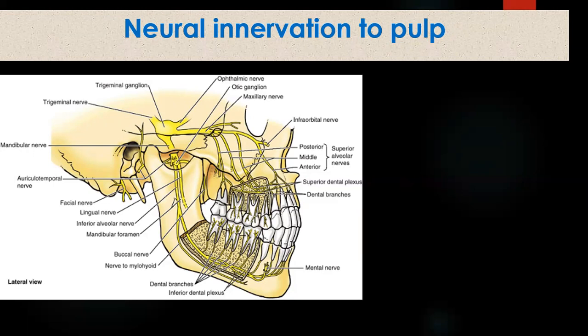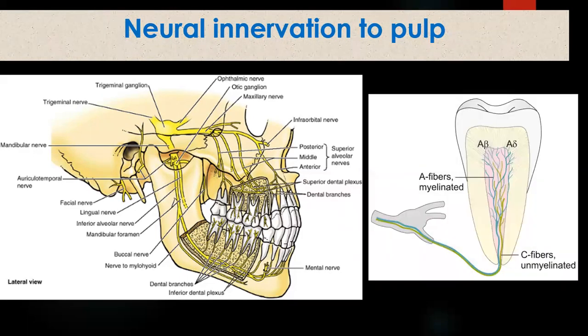tissues or the dental branches, we have it through the trigeminal nerve. That is, by the maxillary branch, we have the superior dental plexus through the superior alveolar nerve that divides into posterior, middle, and anterior. And we have it through the inferior alveolar nerve and the mental nerve, which form the dental branches and the inferior dental plexus, which finally enters from the apical foramen. And in the core region, we have the C fibers, which are unmyelinated, and we have the A delta and A beta fibers, which are the myelinated nerve fibers, right?